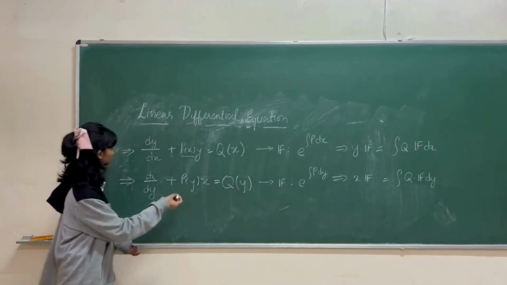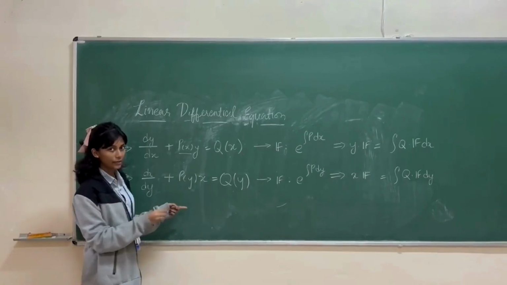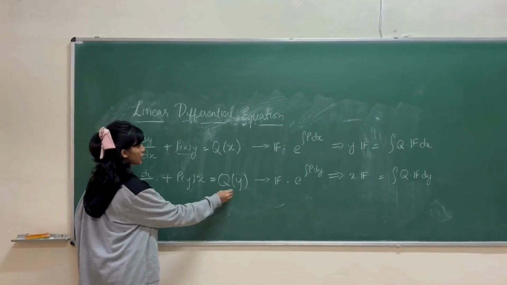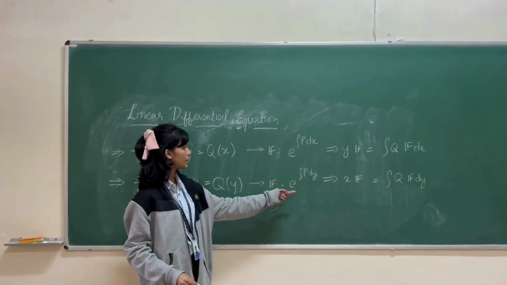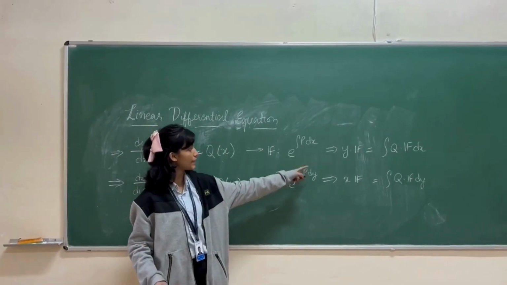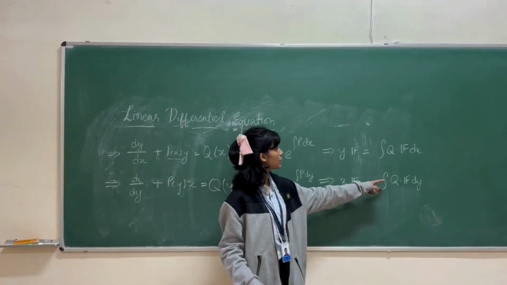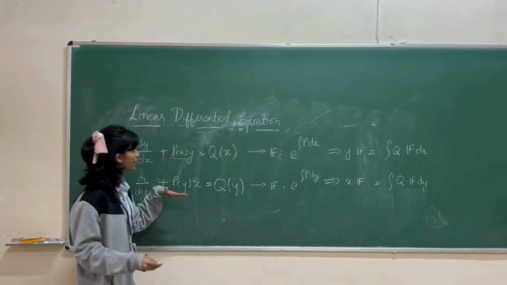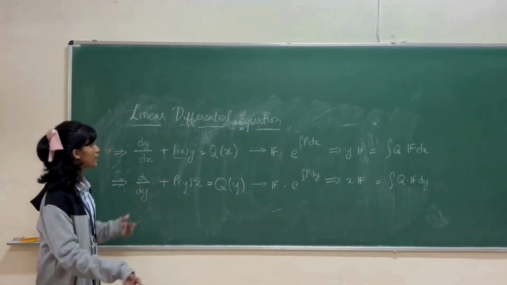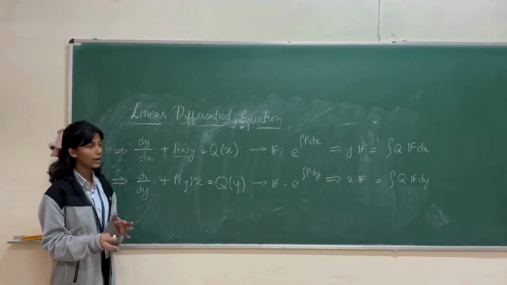Then similarly, it can also be in the form dx by dy plus P x, where P is a function of y, is equal to Q, which is also a function of y. Then here, the integrating factor will be e to the power integration of P dy, and x into the integrating factor is equal to the integration of Q into the integrating factor dy. Now the reason why this is called a linear differential equation is because P and Q are only functions of x or y, or they are constants.